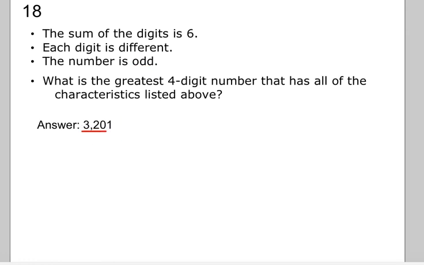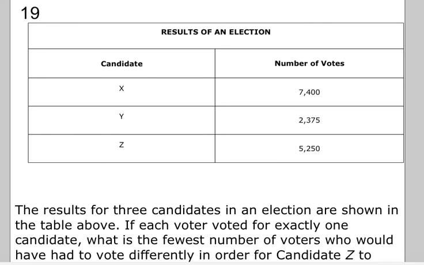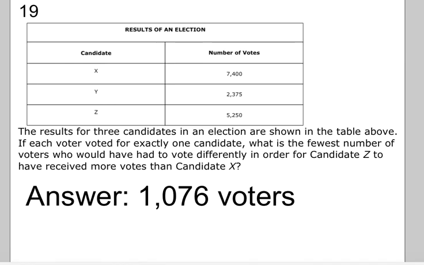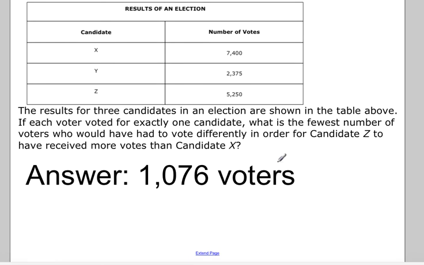All right, and finally, number 19. All right, the answer for number 19 is 1076 voters. And a good way to get this one, if we kind of go through it, you want to think about if they're going to vote differently for candidate Z instead of candidate X, the quickest way to get there is to just forget about the people who voted for Y.